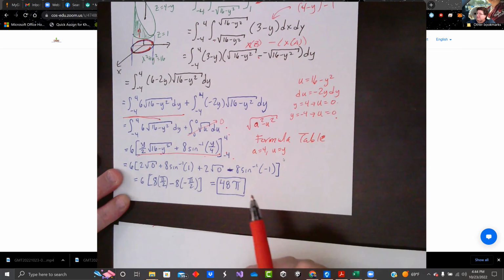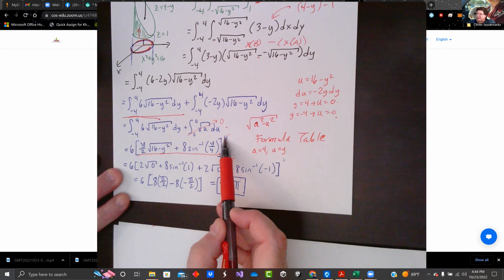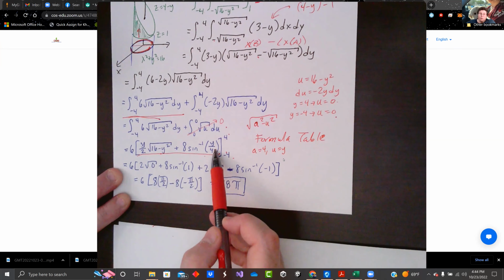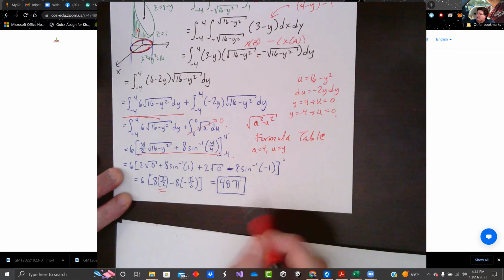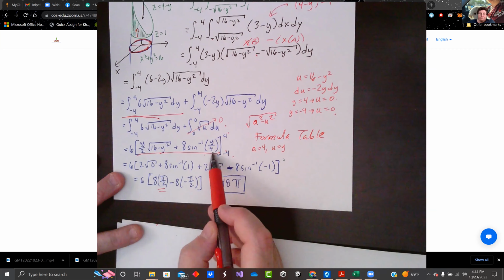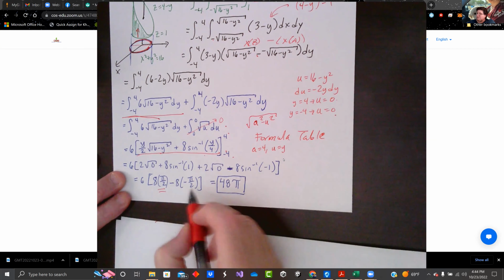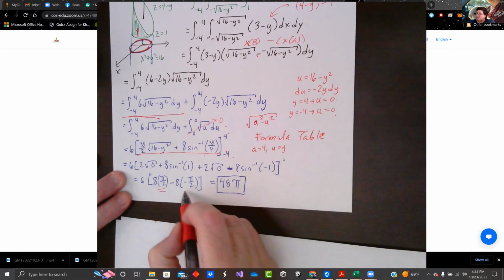Still got the 6 out front. When we do 4, we got 8 sine inverse of 1. Where does sine equal 1? At pi over 2. And when we do negative 4, we got negative 4 over 4, which is negative 1. When does sine equal negative 1? At negative pi over 2. So we evaluate this, and we get 48 pi.